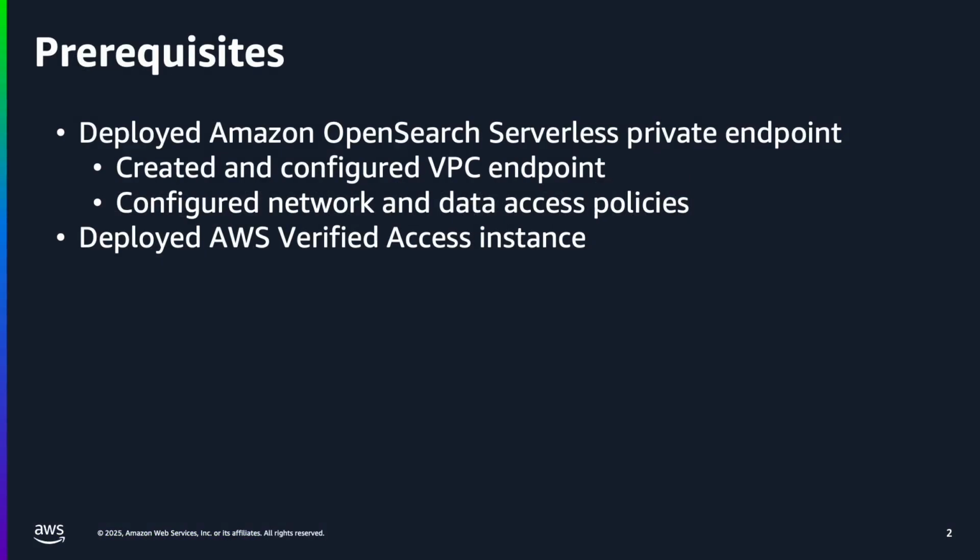There are some prerequisites for the rest of the video. If you are following along with hands-on keyboard, pause the video until you launch an AWS Verified Access instance and an Amazon OpenSearch Serverless collection in the same region. Then, create a VPC endpoint and set the network access policy for the OpenSearch Serverless endpoint to private using the VPC endpoint. Finally, set the data access policy for the OpenSearch Serverless endpoint to allow access by your IAM principal.